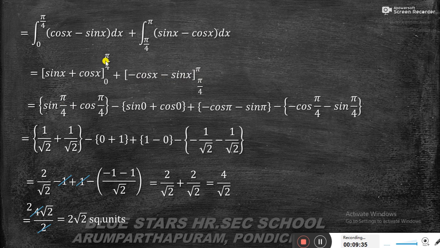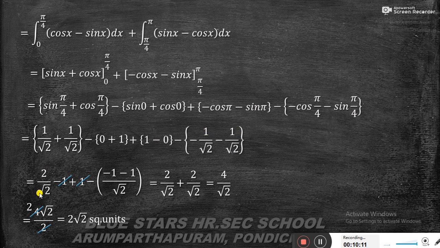In the next step, now you substitute: sin pi by 4 plus cos pi by 4 minus sin 0 plus cos 0, plus next minus cos pi minus sin pi, minus of minus cos pi by 4 minus sin pi by 4. So in the next step, sin pi by 4 is 1 by root 2. I substitute 1 by root 2 plus 1 by root 2, minus of sin 0 is 0, cos 0 is 1, plus next cos pi is minus 1, minus of minus gives plus 1, minus sin pi is 0, 1 minus 0, minus cos pi by 4, 1 by root 2 minus 1 by root 2, sin pi by 4, 1 by root 2 minus 1 by root 2.